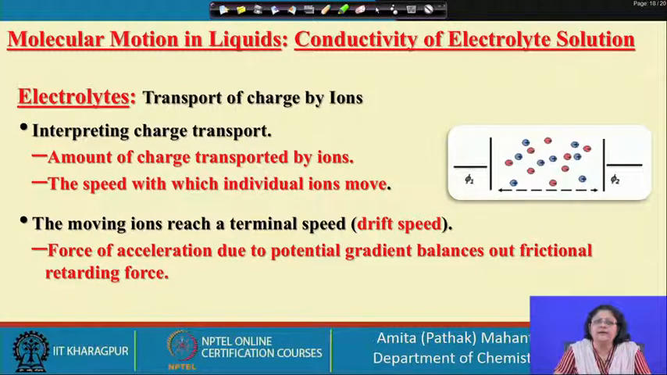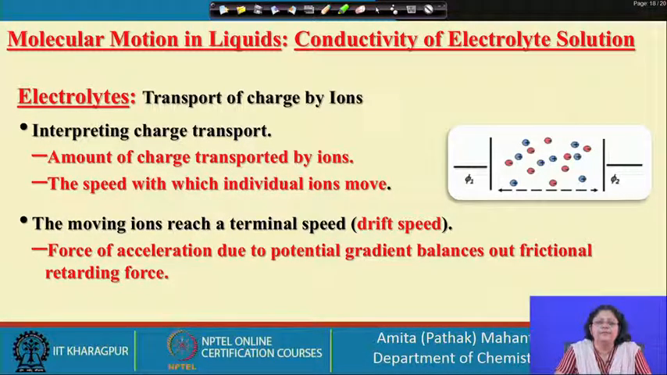But again, you have a retarding force, a frictional force, because you are in a solution system where you have intermolecular forces, and you have the viscosity of the solvent medium to be considered. So, this frictional force is going to try to retard the motion. So, when the accelerating force, which is due to the potential gradient, is balancing the frictional retarding force, then the ions or molecules are going to move with a terminal velocity.